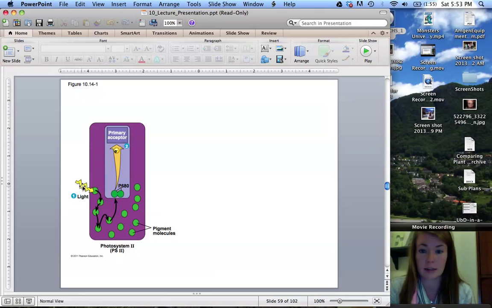So we can see the photon comes in. Remember, a photon is basically a piece of light, which sounds silly because we talked about how light is actually waves, but in this case, it's a discrete particle of light. So we can talk about it as in it's one thing.